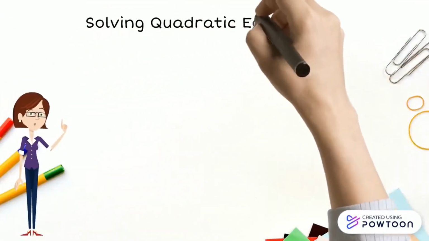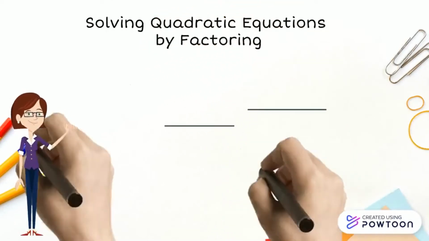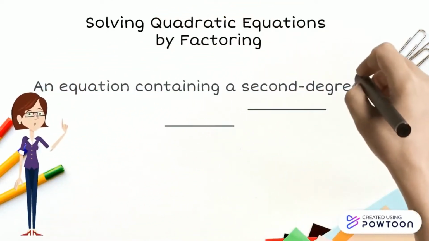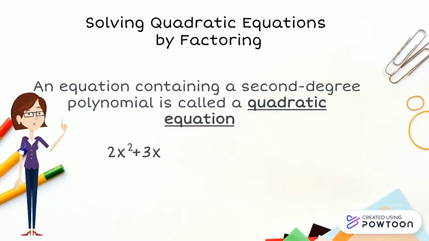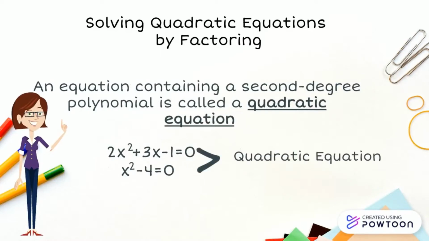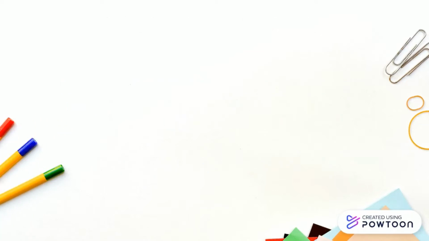Solving quadratic equations by factoring. An equation containing a second-degree polynomial is called a quadratic equation. For example, equations such as 2x squared plus 3x minus 1 equals 0 or x squared minus 4 equals 0 are quadratic equations. They are used in countless ways in the fields of engineering, architecture, finance, biological science, and of course, mathematics.